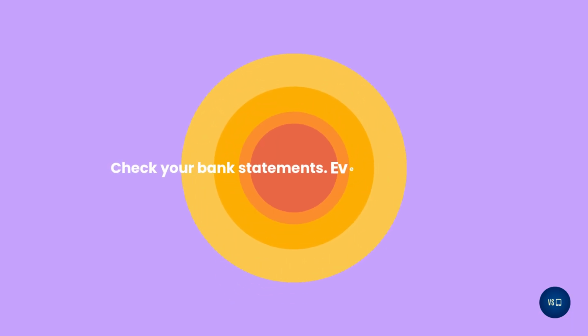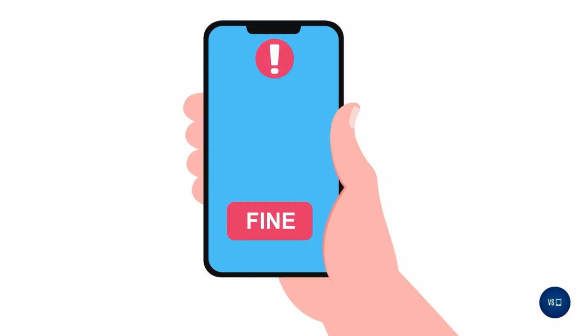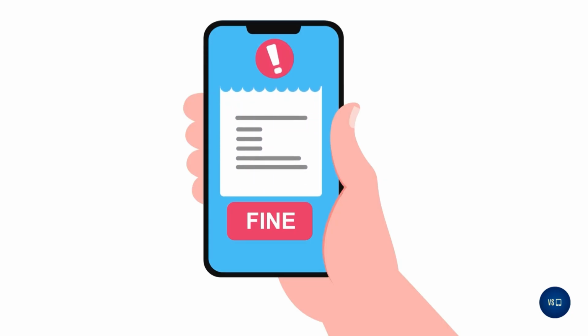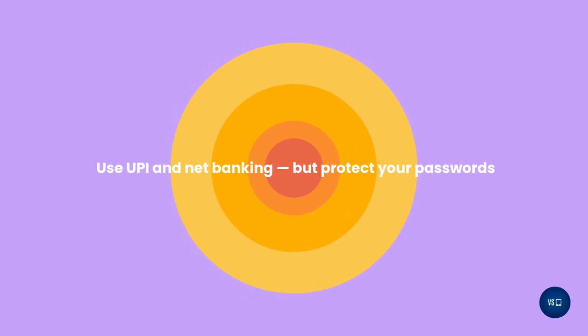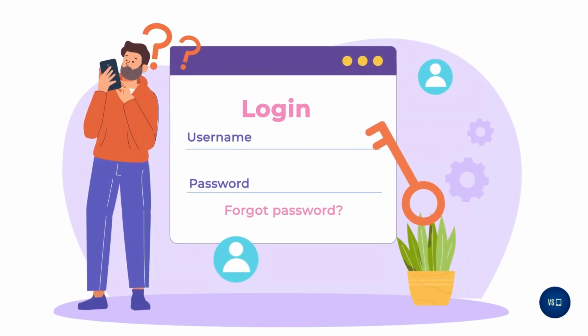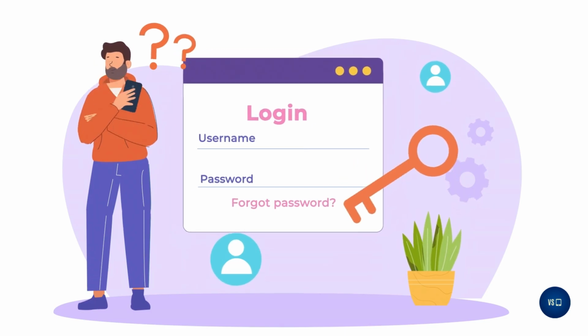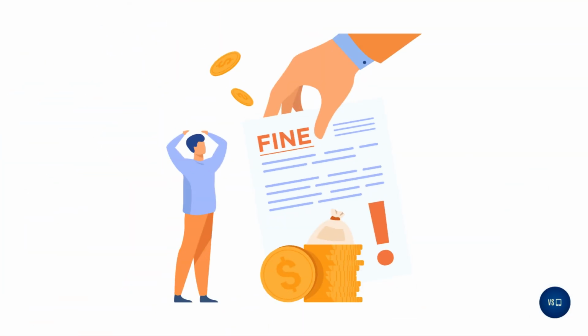Number 3, check your bank statement every single month. Banks sometimes deduct charges quietly. Spotting mistakes early saves you money and teaches you where your money goes. Number 4, use UPI and net banking but protect your password. Digital banking is super convenient but never share your PIN, OTP or login credentials. Ever. Number 5, choose banks with low or no maintenance charges. Hidden fees eat your savings.